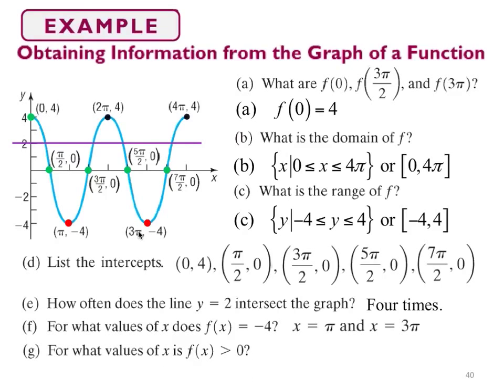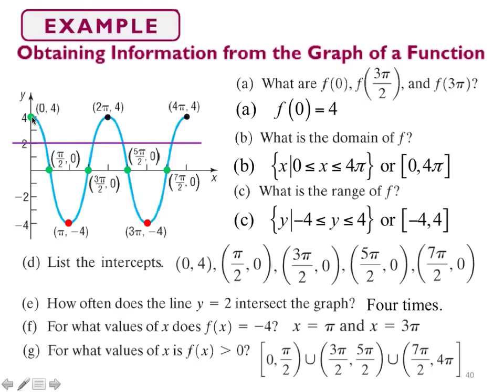And then for what values of x is f of x greater than 0? So if we look at this, we're looking at the points where we have something that's above our x-axis. So that would start from here to here. Okay, so from 0 to pi over 2. And then from 3 pi over 2 all the way to 5 pi over 2, we're also above our x-axis. And then again from 7 pi over 2 to 4 pi. Now you'll notice at any of the x-intercepts, we have parentheses, not brackets, because we have strictly greater than, not greater than or equal to. So that means that we do not want to include those numbers.